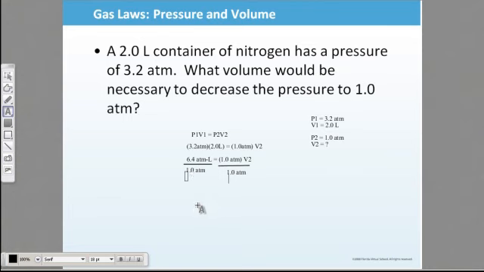And of course anything divided by 1 is going to stay the same. So our final answer is 6.4 liters equals V2.